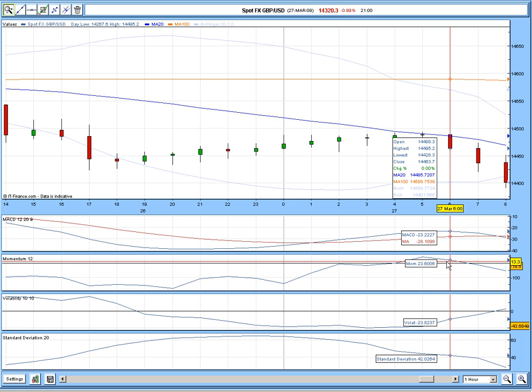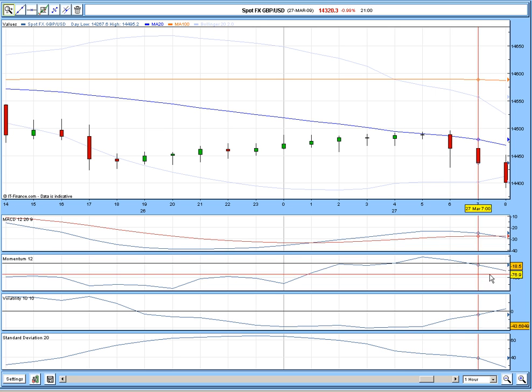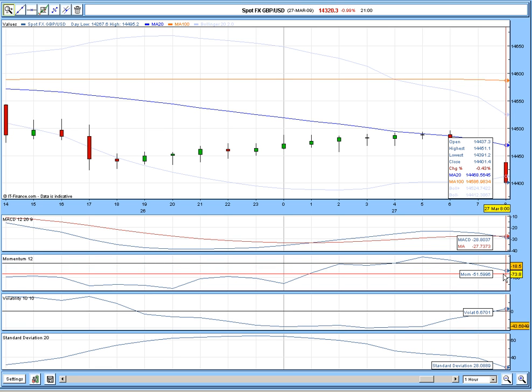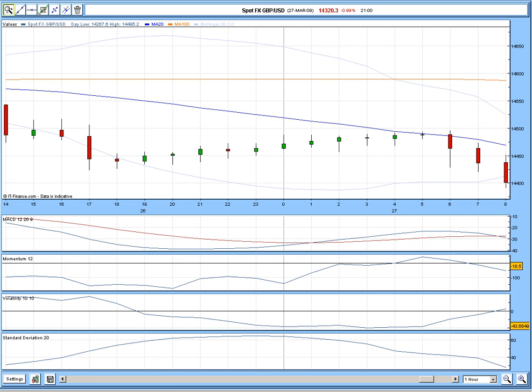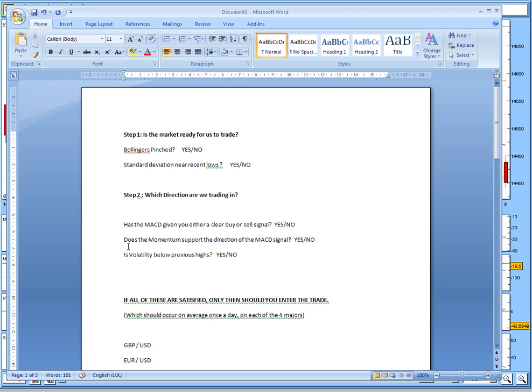So really it's simple to read off the momentum. Has it been going downwards or has it been going upwards? On this occasion, we want it to show that it's going down, and it definitely is going down. So back to the checklist once again. Does the momentum support the direction of the MACD signal? Yes. Then moving on to the next step.